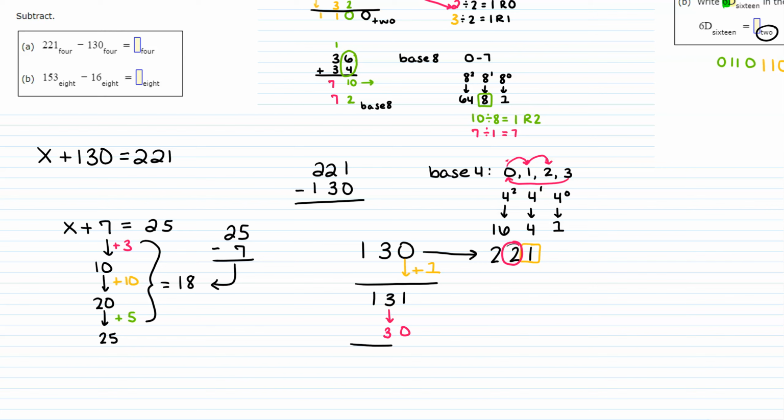So when I add that, I just want to write it the same. So I'm going to write plus 30 here. And when I do that adding, now I have 1, 6, 1. But remember, 6 is not allowed.